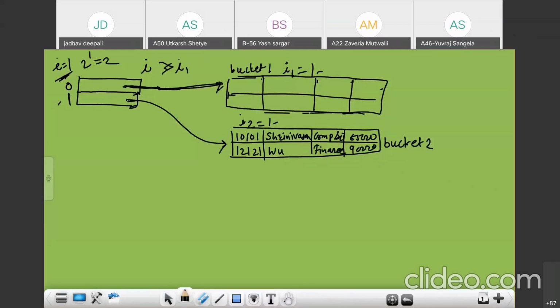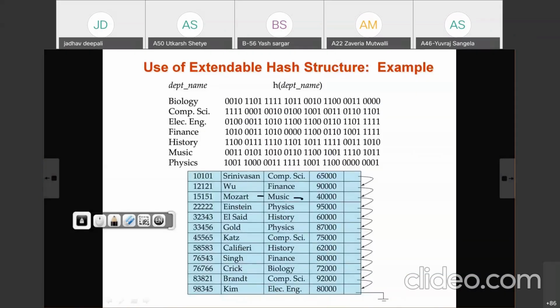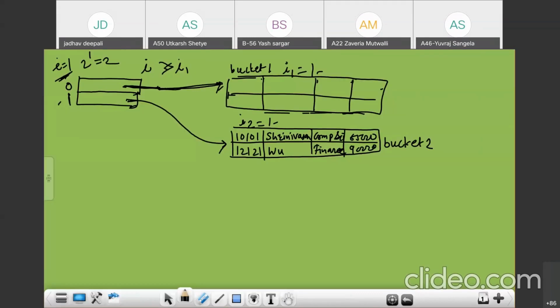Now the third one. What is the third one? It is Mozart, correct? With music. The first bit is 0. Only the first bit we are considering. Why? Because i is equal to 1 and i1, i2 are also 1. So the first bit is 0, so here it is 0. Follow the pointer. Is there space in this bucket? Yes, there is space in this bucket. What is the value? 15151 Mozart, music.